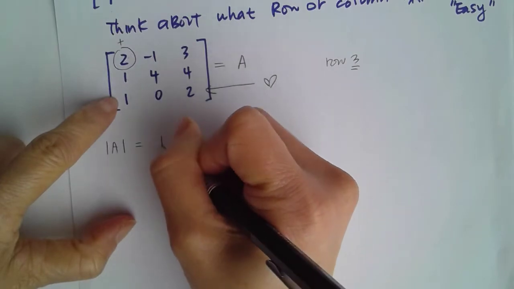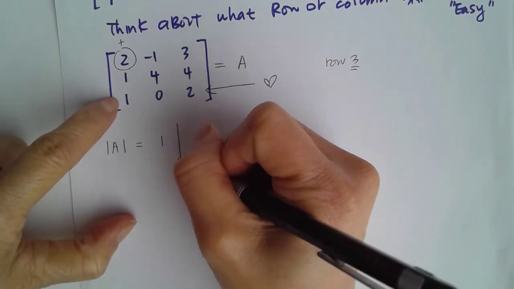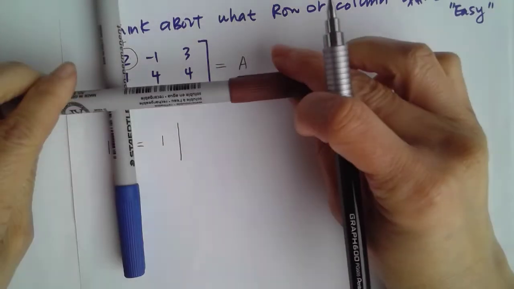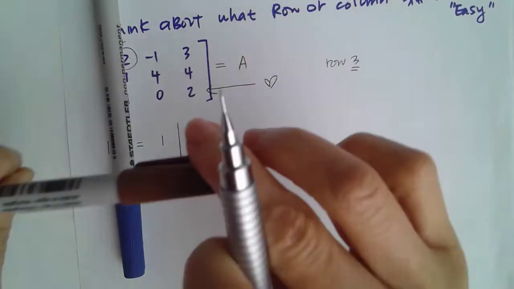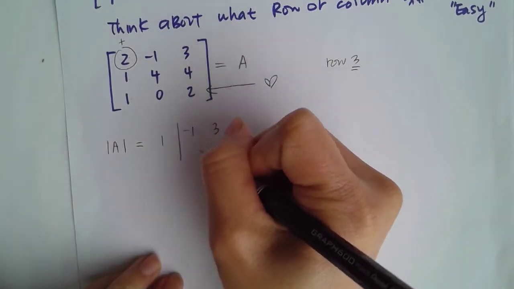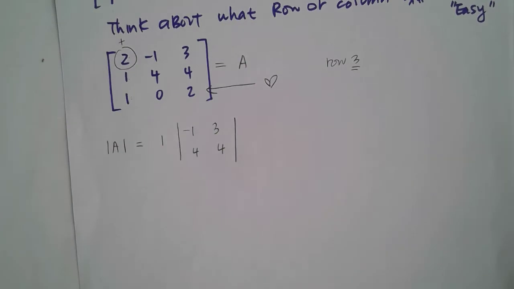So that means this 1, I leave it as 1. But I have to calculate the determinant of every row or column that does not contain that 1. So I'm going to cover up its row and column. What am I left with? Negative 1, 3, 4, 4. So negative 1, negative 1, 3, 4, 4. Can you see the pencil okay? I'll use a marker from now on, okay?